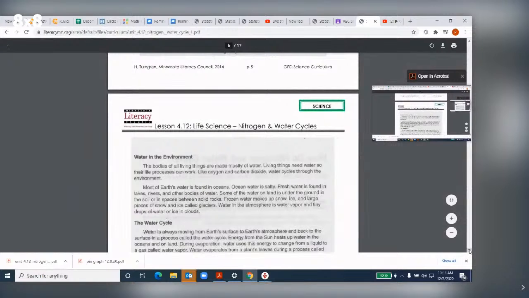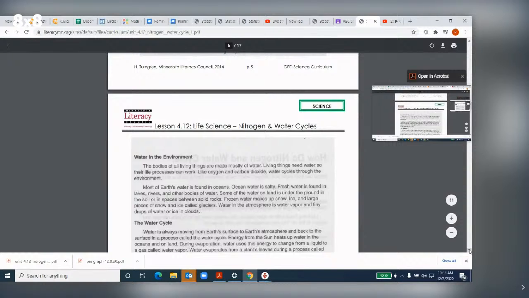Now, it says the bodies of all living things are mostly made of water. I think our body is about 70 or 80% water. Living things need water so the life processes can work, like oxygen and carbon dioxide. The water cycles through the environment. It said most of the water is found in the oceans. Ocean water is salty. Fresh water is found in lakes, rivers, and other bodies of water.